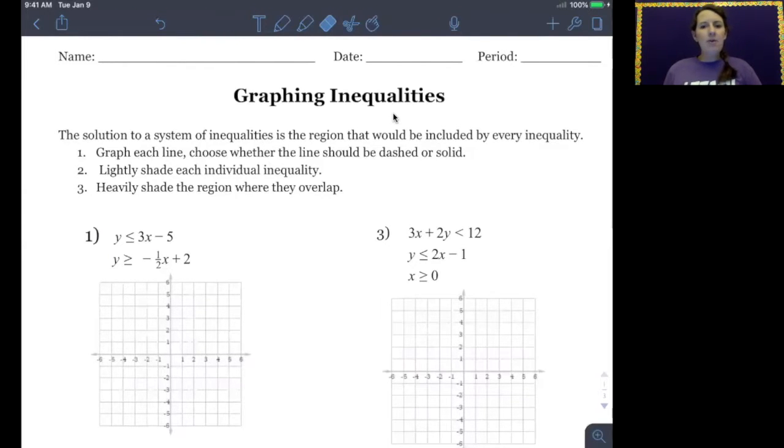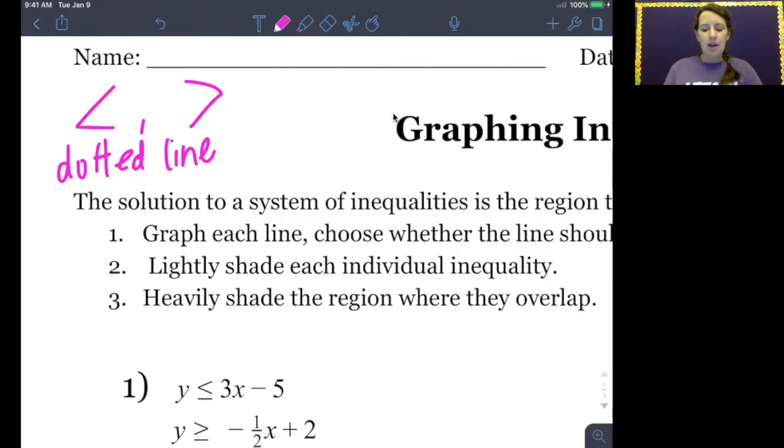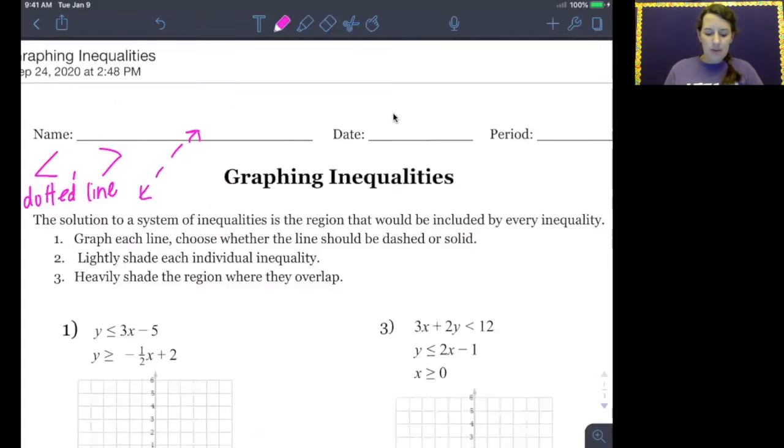Let's talk today about graphing inequalities. The first thing I want to point out is that when we are graphing our inequalities on the coordinate plane, anytime we see a less than or greater than symbol in the inequality, we want to use a dotted line to draw our actual line. We'll talk more about why that is during our next lesson for solving systems. But anytime you see less than or greater than, you want to use a plain dotted line.